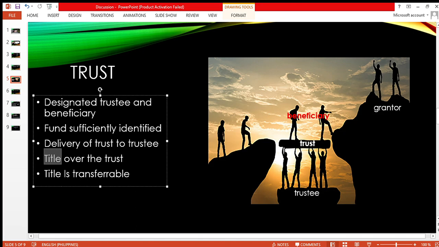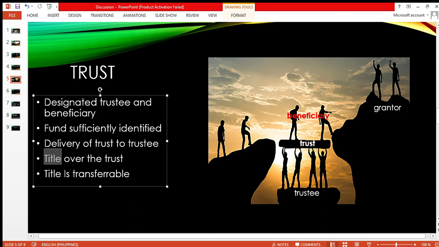It's the legal wife who has the title over her husband, I should say. Okay? So, title over the trust. Must have title, kung sasakyan yan or bahay yan, you must have legal title over that particular thing or the subject of the written instrument. Okay? That title is capable of being transferred, or what we call transferable.